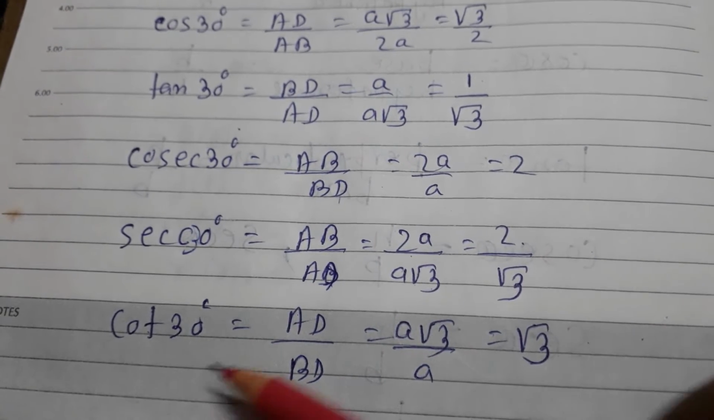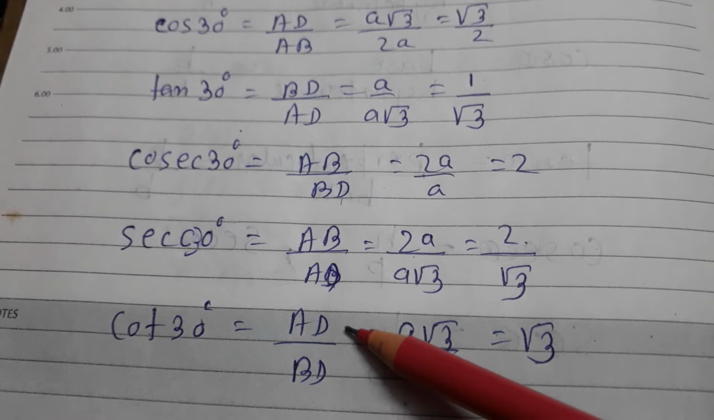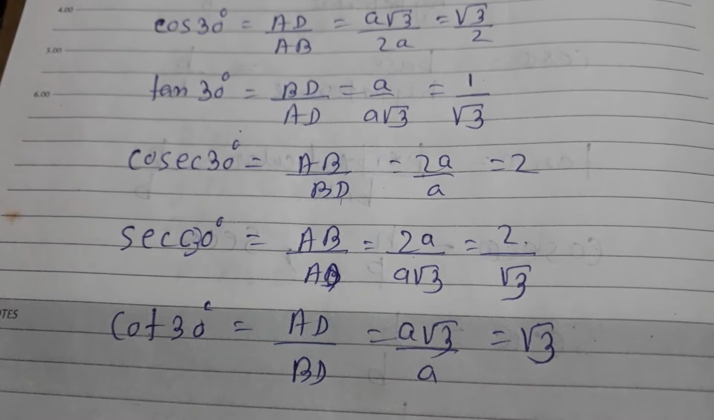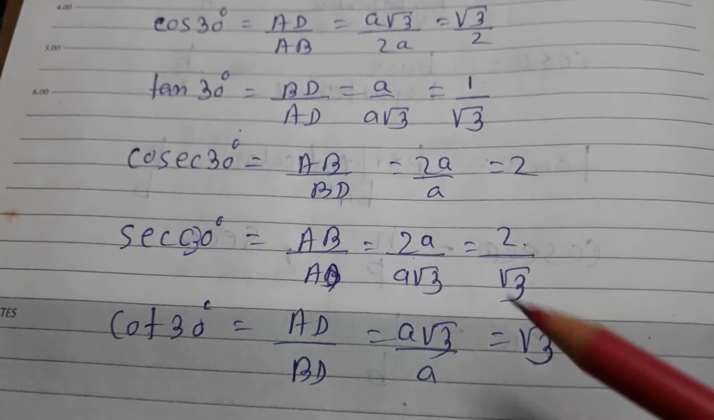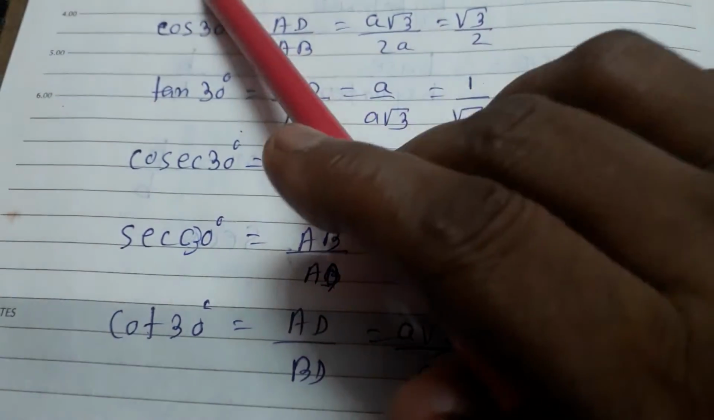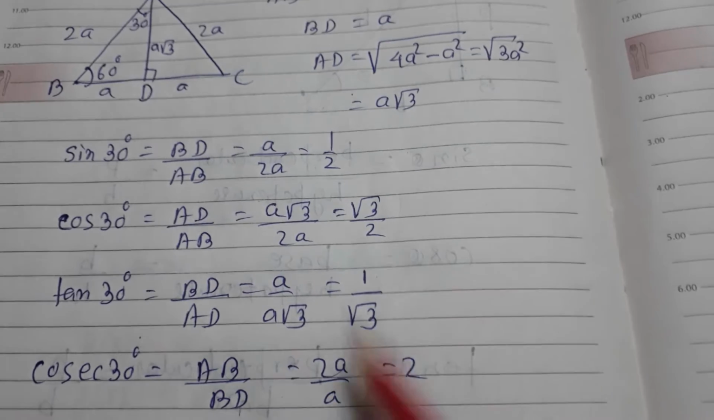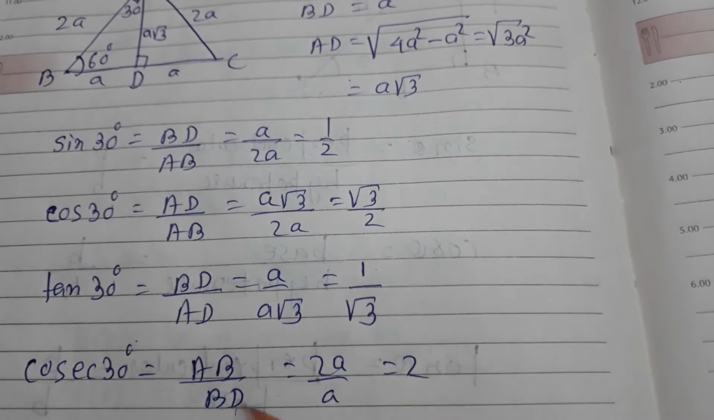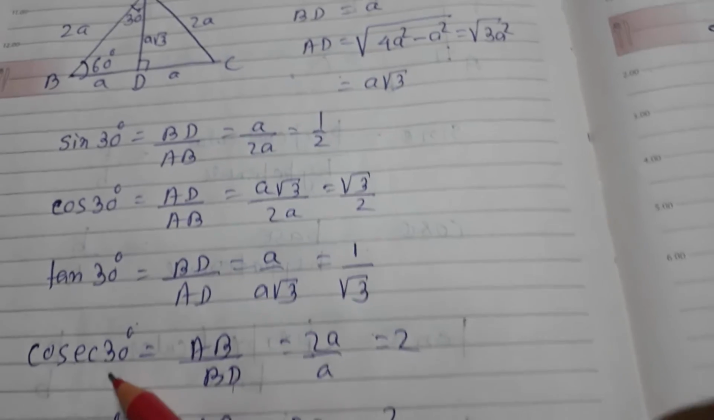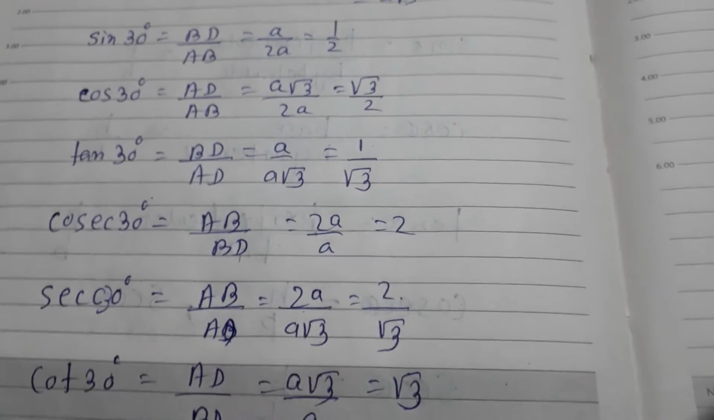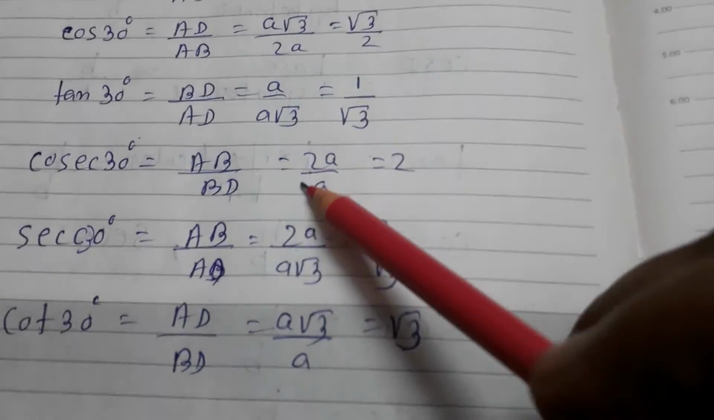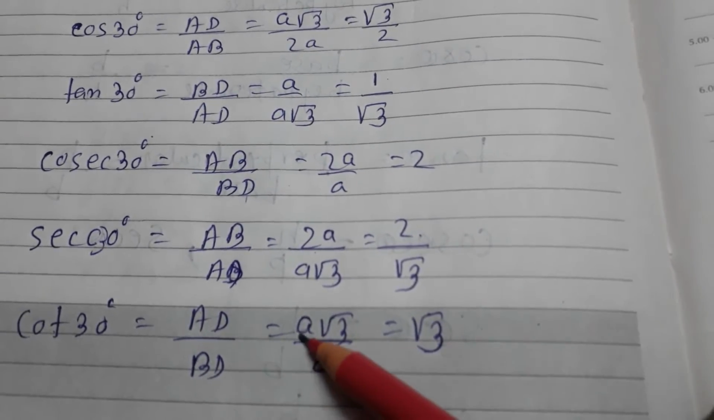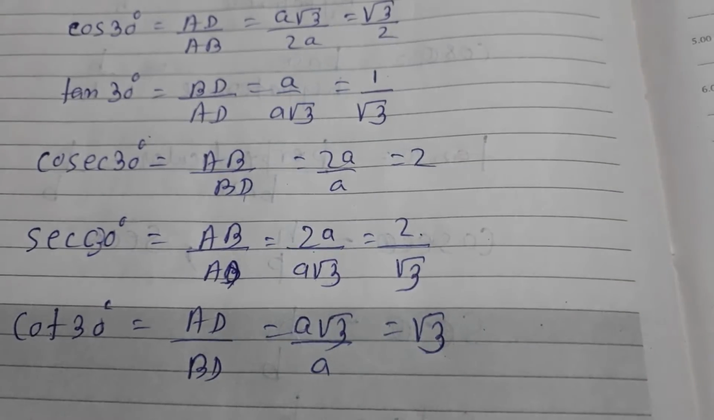And cot 30 is the reciprocal of tan 30. So it is AD by BD. So A root 3 by A, A cancels, root 3. Now you have to remember the main thing. Sin 30 equals half, cos 30 equals root 3 by 2, tan 30 equals 1 by root 3, cosec 30 equals 2, sec 30 equals 2 by root 3, cot 30 equals root 3. How it is derived, I have done, but the values you have to remember all the time.